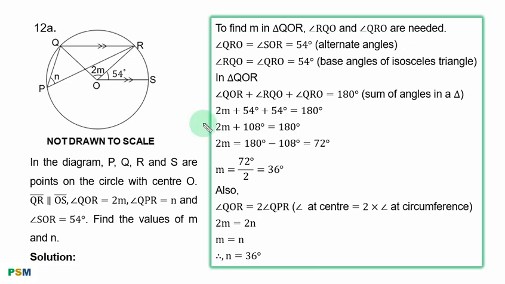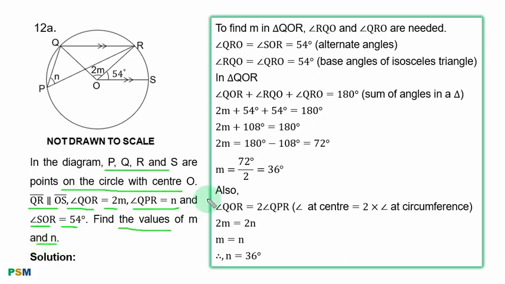Question 12a. In the diagram, P, Q, R, and S are points on the circle with center O. QR is parallel to OS, angle QOR equal to 2M, angle QPR equal to N, and angle SOR equal to 54 degrees. Find the values of M and N.